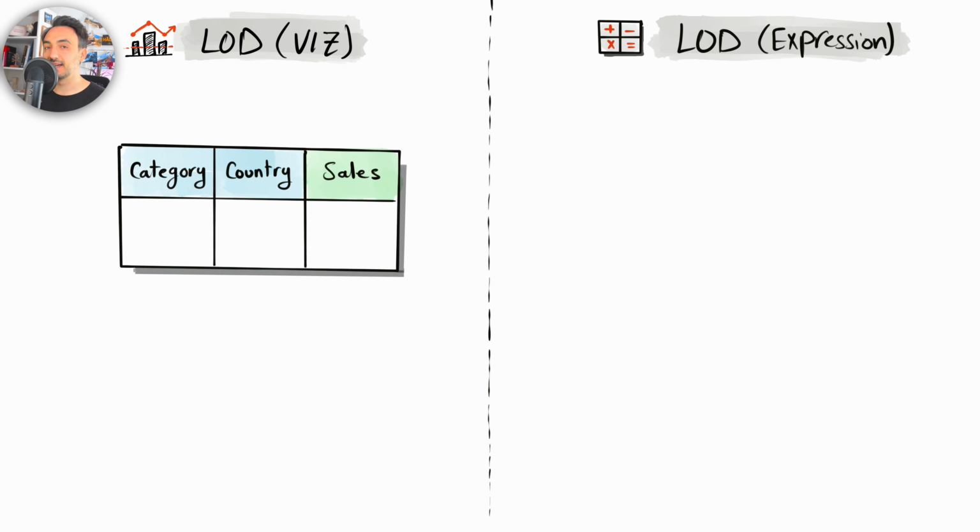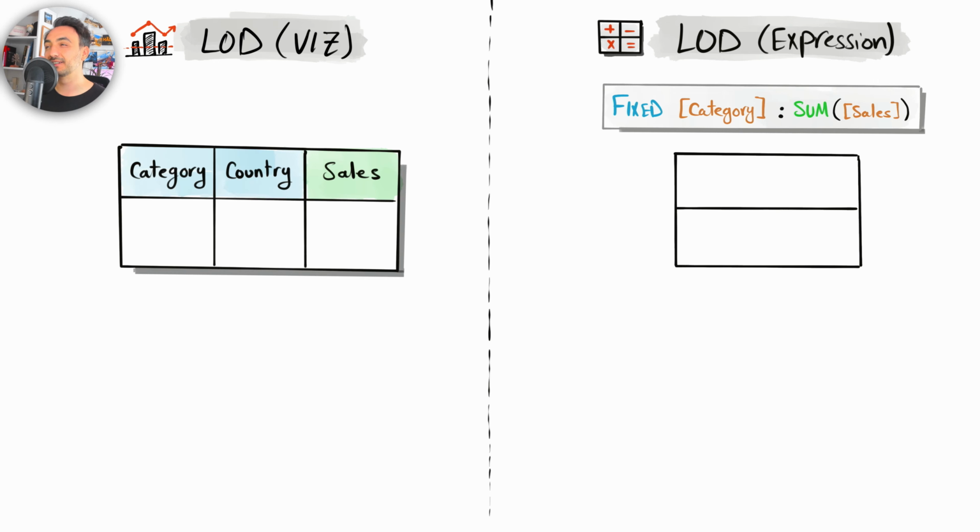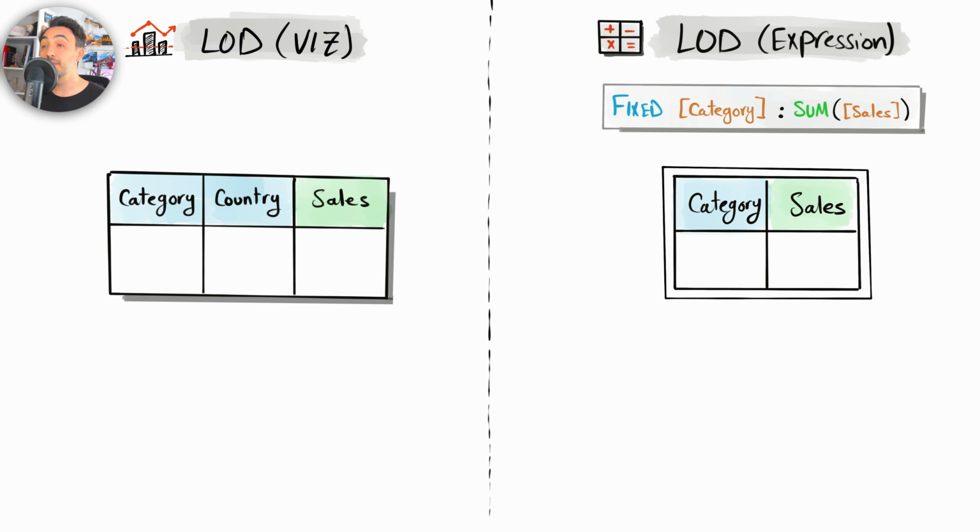And now on the right side in the LOD, if you go and use the fixed function, so let's say that we have the fixed category, sum of sales. So what we have done here is exactly like you are building any other view. You always need a dimension and as well an aggregation. So with that, Tableau is going to internally create a hidden view with the dimension category and the aggregation sum of sales.